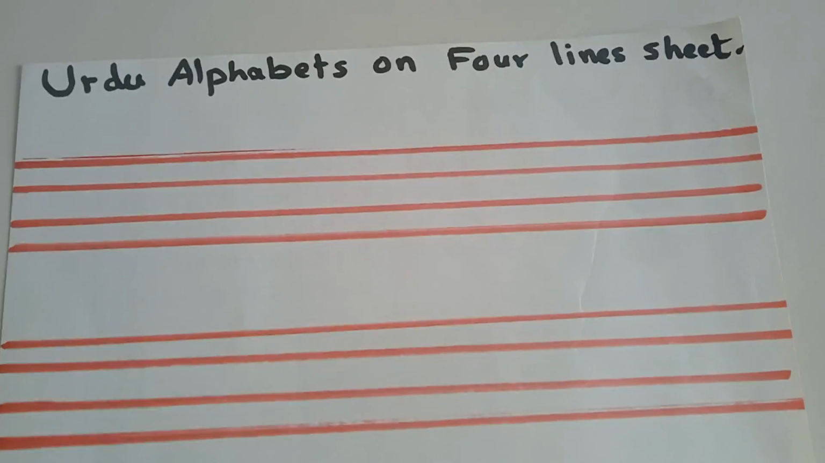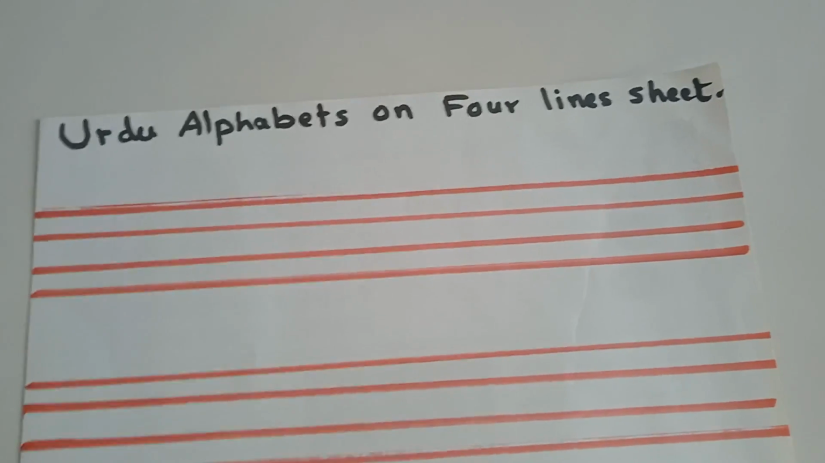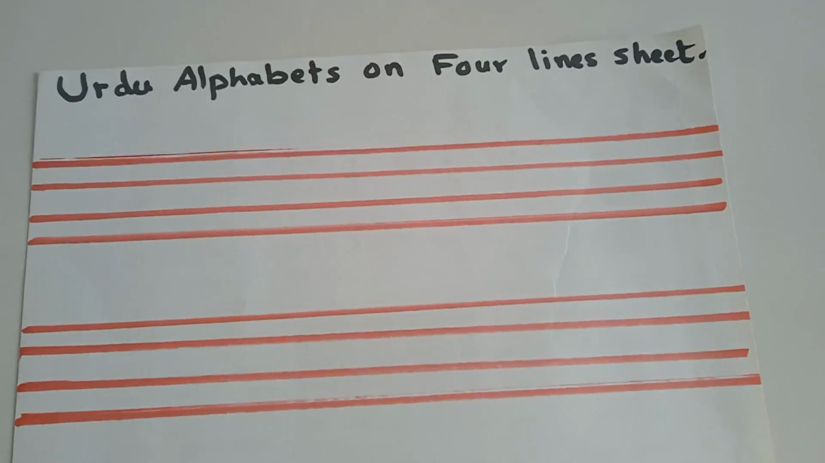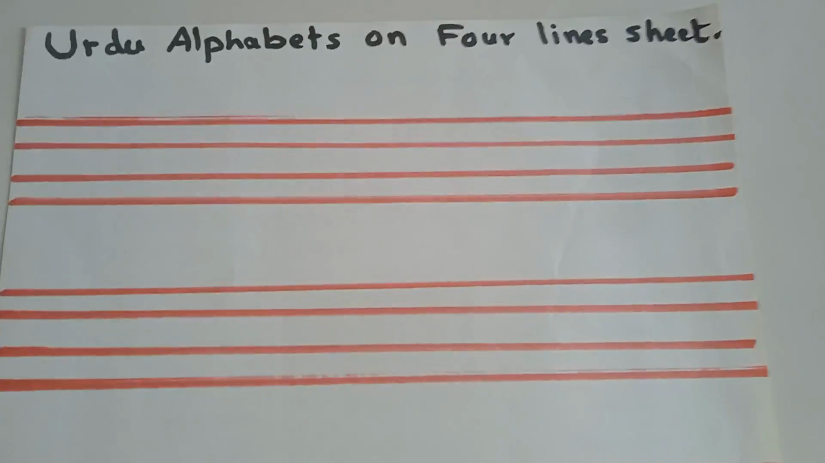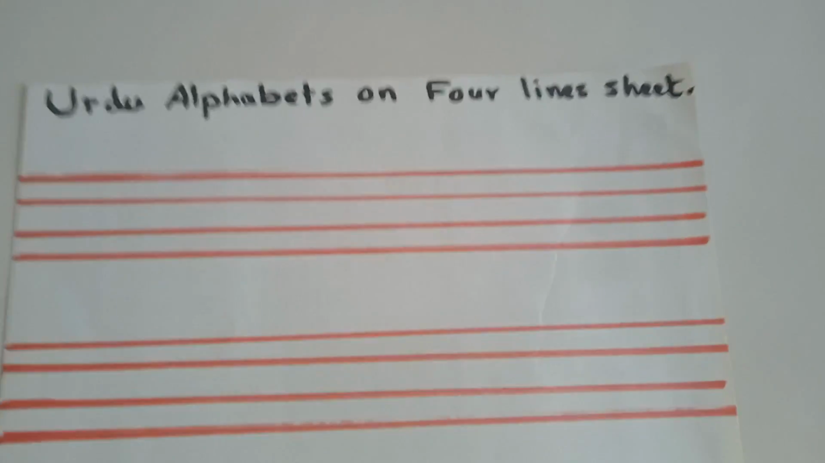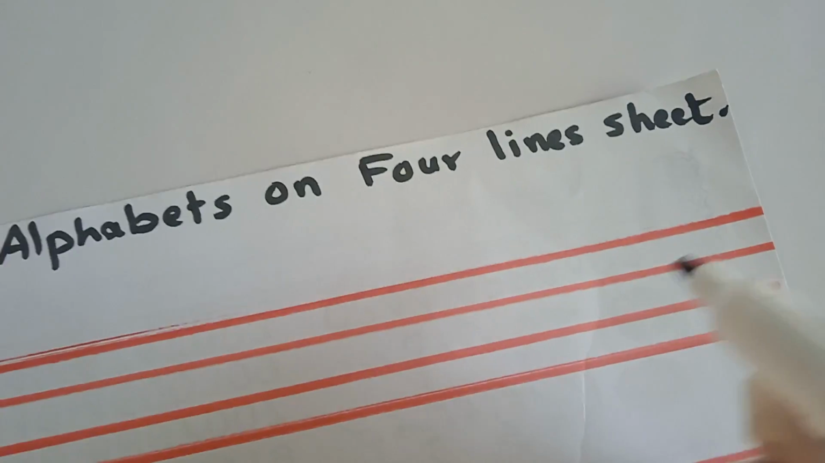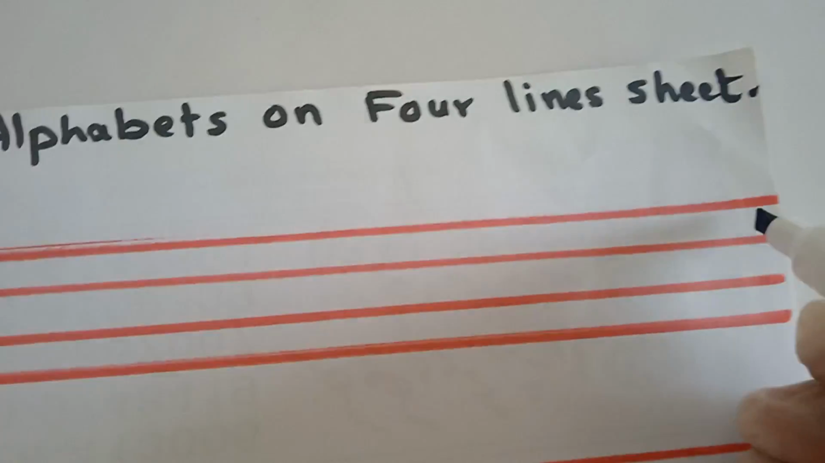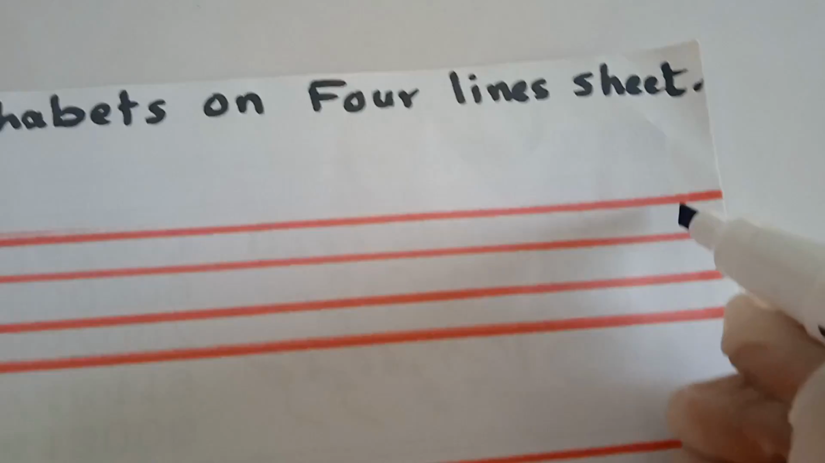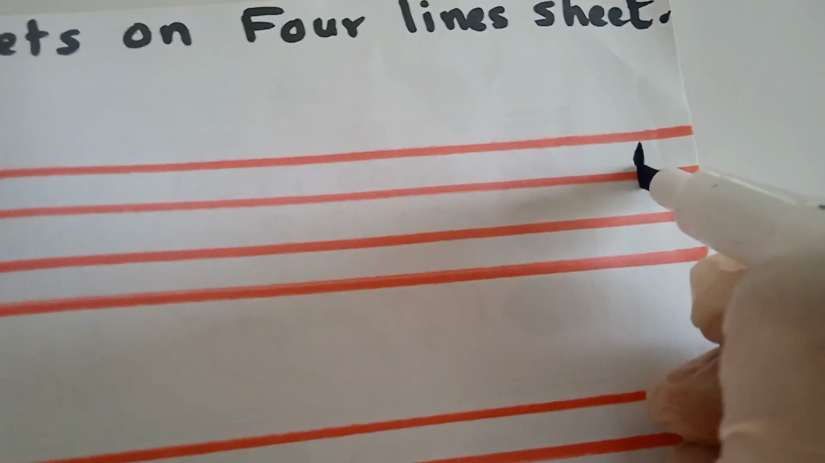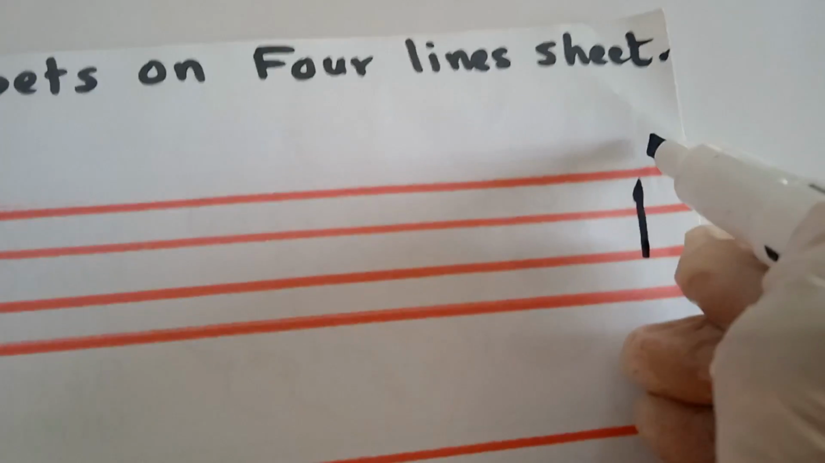Hi students, today we will learn the 40 alphabets of Urdu on 4 lines English sheet. This is a very unique method and I think very suitable for small kids or beginners of Urdu. So let's start. The first alphabet is Alif Madda on the upper 3 lines.